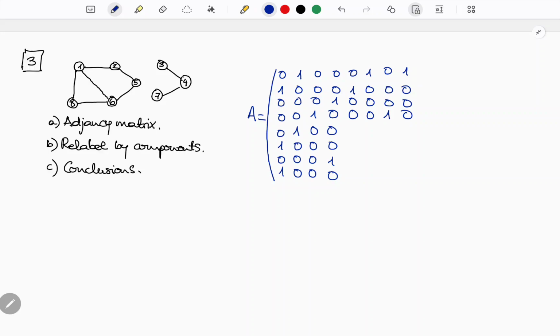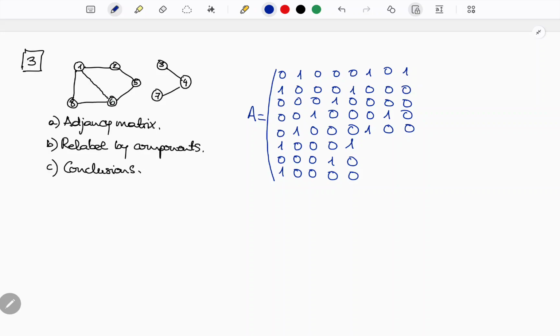Now, I have node 5. Node 5 is connected to nodes 2 and 6. Node 2 I have already here, so I have already written this link. So I have nodes 2 and 6, and the rest are 0. So for 5 I have a 0, and now a 1 for 6, 0 and 0 for 7 and 8. So I have a 1, a 0, and a 0. And I have left 6, 7, and 8.